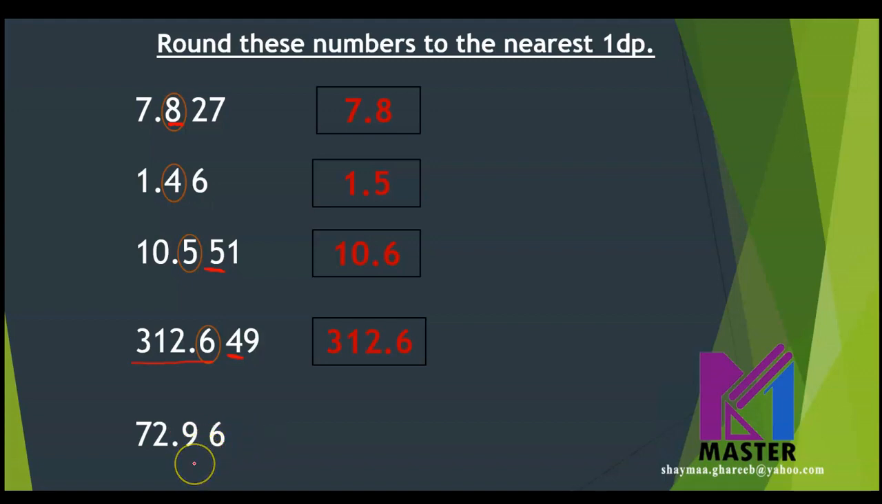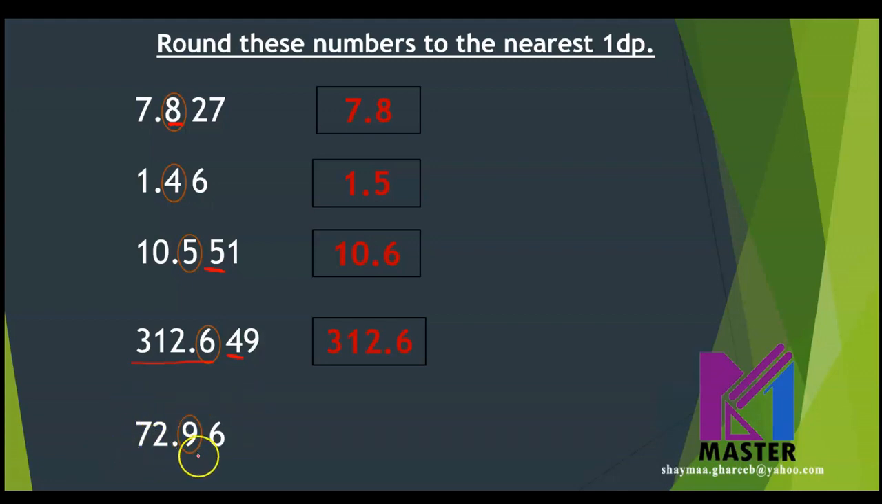72.96. Am I going to round the digit in the tenth place? The 6 will round the 9 tenths up, because this is 6 in the hundredths place. When I round the 9 tenths up, it will be, what do you think? It will be 10 tenths. And what is the meaning of 10 tenths? 10 tenths means 1 whole, which means the whole number will be increased by 1 whole. So the 72 will be 73.